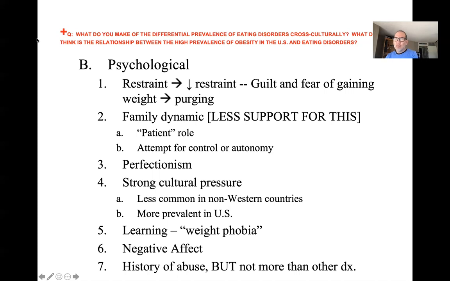Now, another psychological component that traditionally has been associated with eating disorders is certain family dynamics. And the family dynamic that has been talked about or theorized is a family dynamic where the person suffering from the eating disorder is serving the patient role in the family.